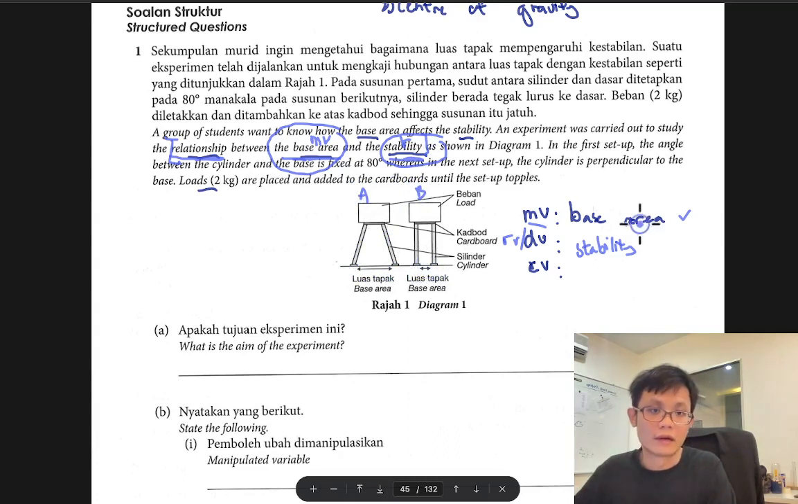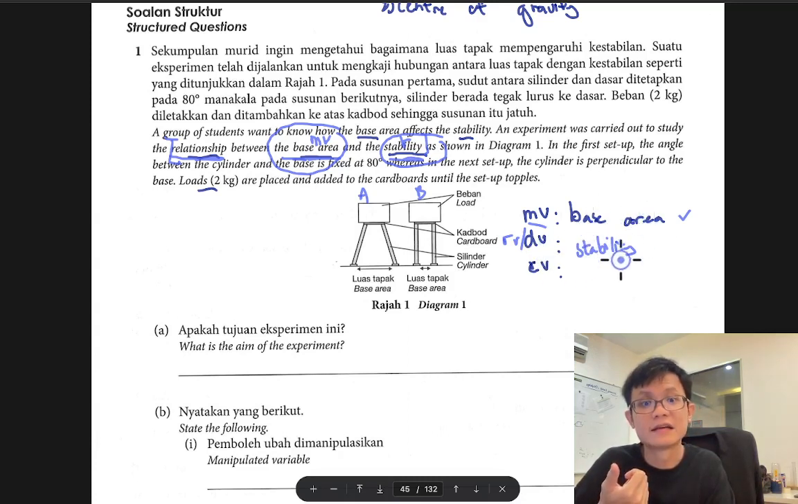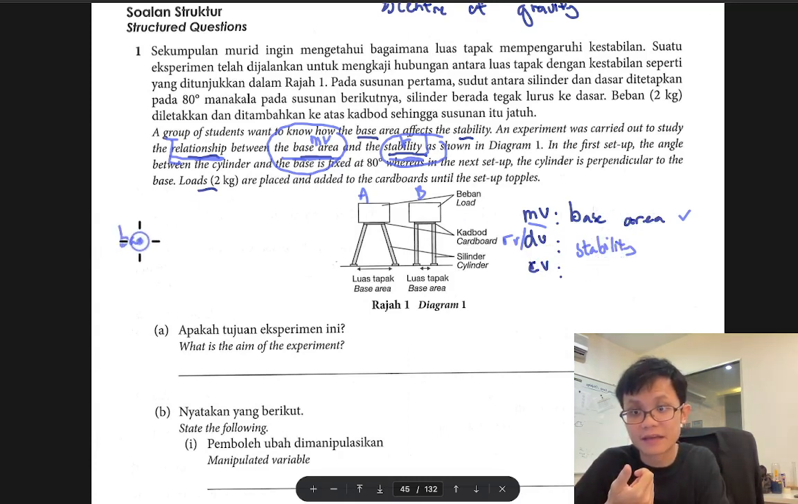So again, come back to the experiment. They ask you what is the manipulated variable and the responding variable. Okay, the thing they want to measure is base area, the responding variable is stability. That is the relationship. Base area will affect the stability. This is the MV, the manipulated variable. This is the RV.